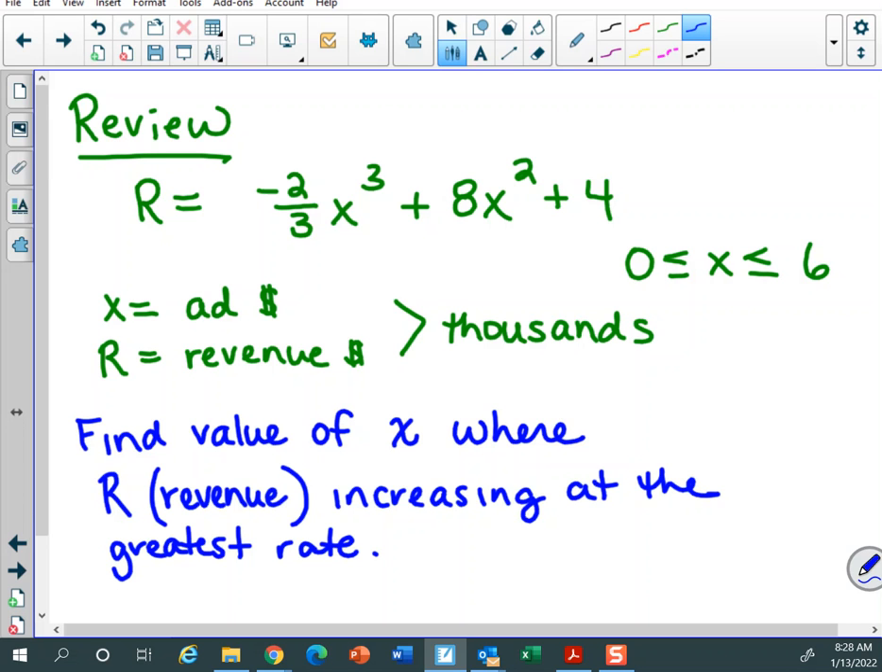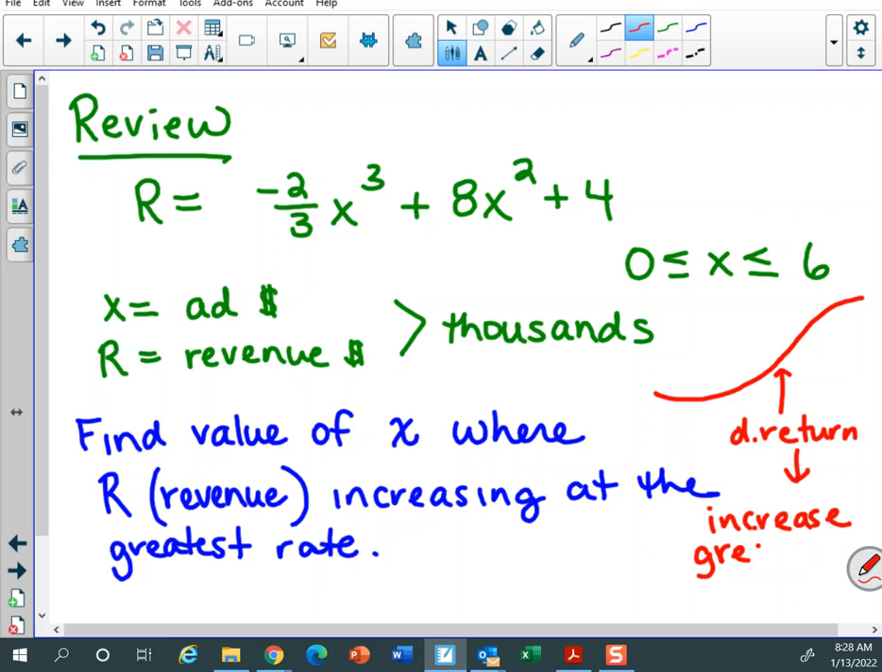So that is exactly what we did last class. It might not have the exact language, but that was the additional language we talked about, that the point of diminishing return is where, when we have that change in concavity in an increasing function, is where the increase or the growth is happening the most quickly. It's increasing at the greatest rate.